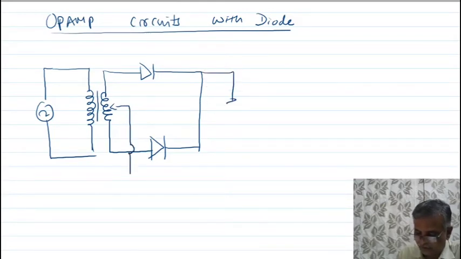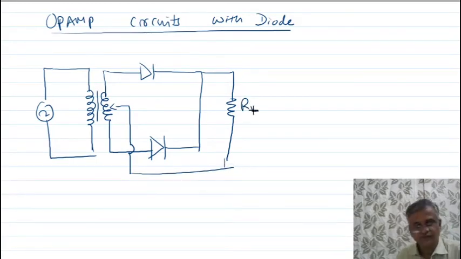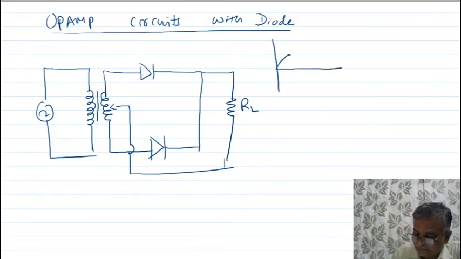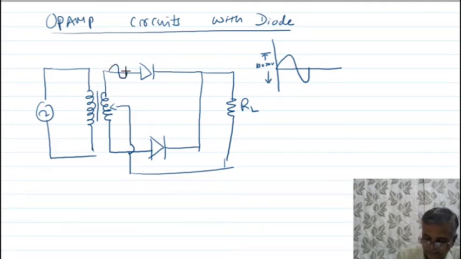This is your ordinary rectifier, a full wave rectifier. Suppose my input signal is 100 millivolt peak to peak. What will be my output? My output is 0.